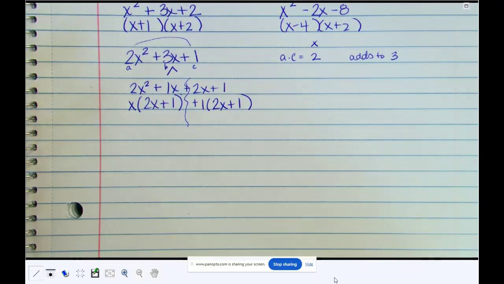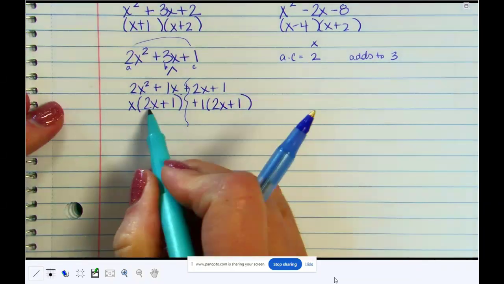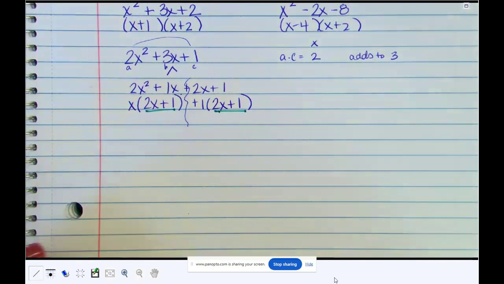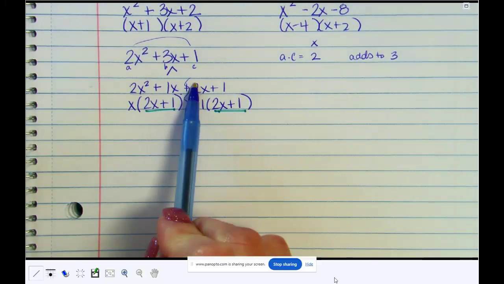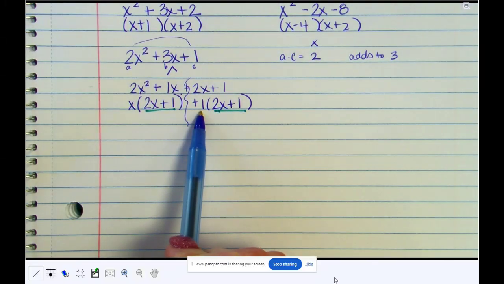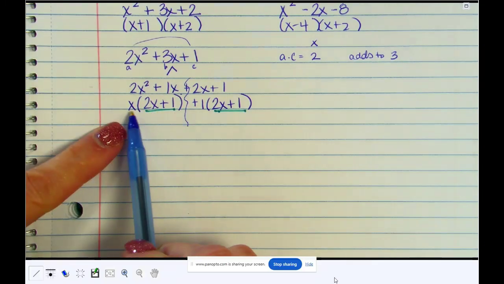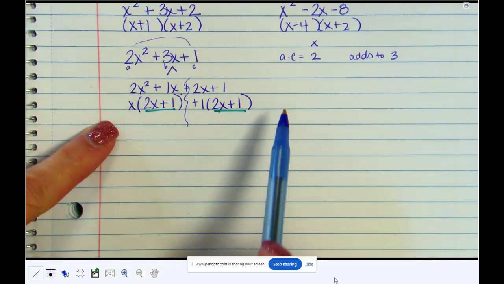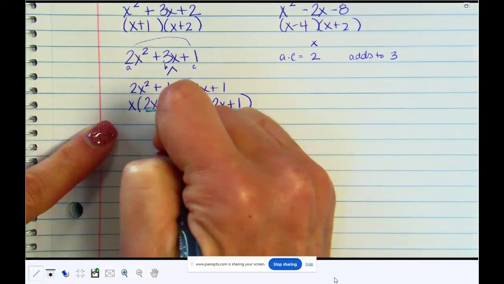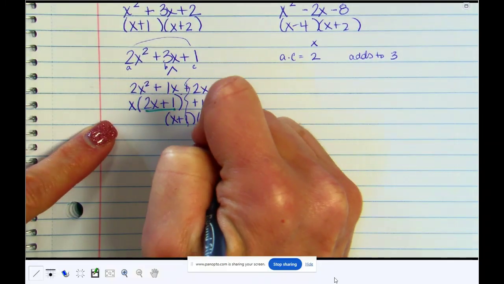Okay, your goal is that these 2 pieces here need to be the same. So you've got to have something in the front. Because you need something in the front, it has to be a 1 there. Now, you undistribute your 2x plus 1, leaving you with x plus 1 times 2x plus 1.